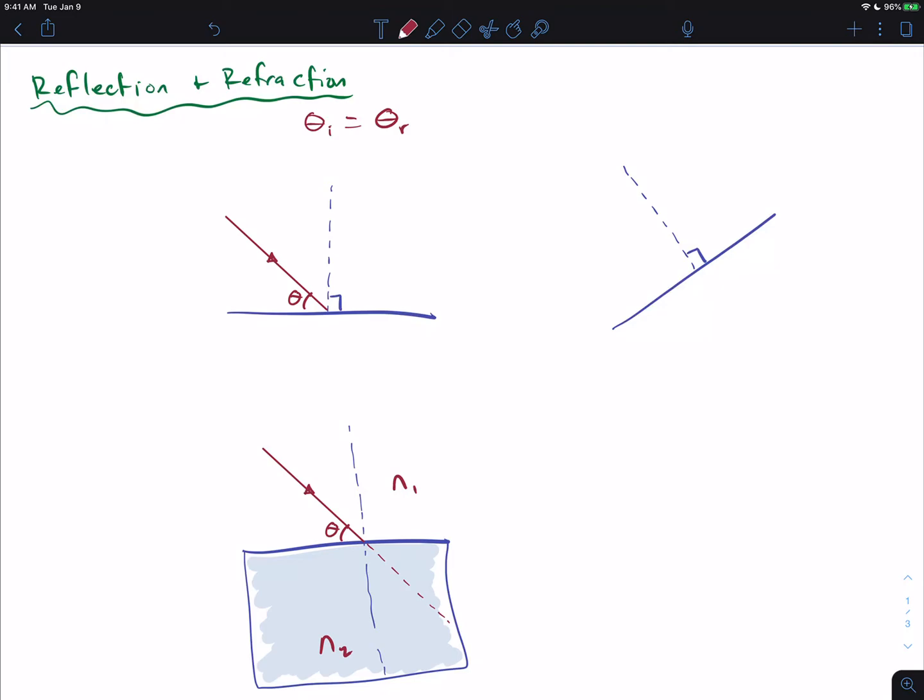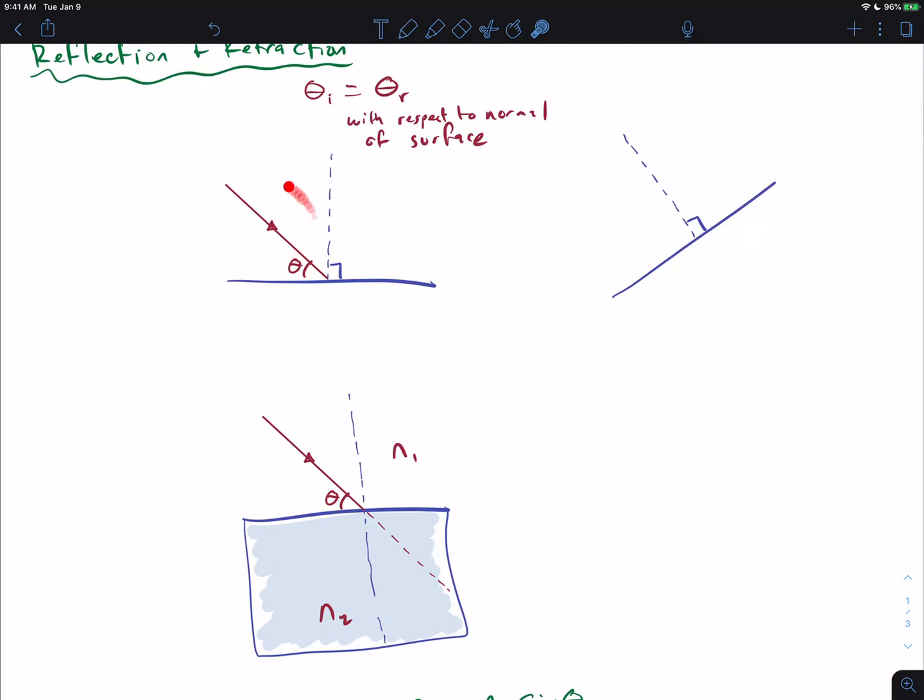But these are with respect to the normal of a surface. Okay, so this part here is very important. With respect to the normal of the surface, or the surface itself, these two will always be the same. So what we're looking at here is that I have my light incident on this plane right here. If this light comes in, I want to know what angle it is going to leave at.